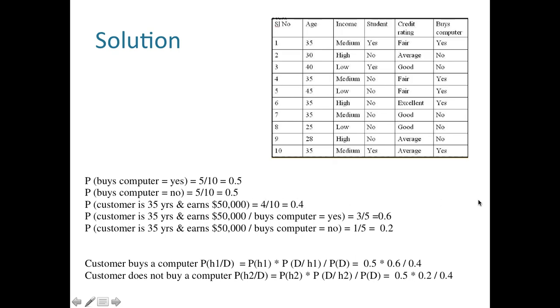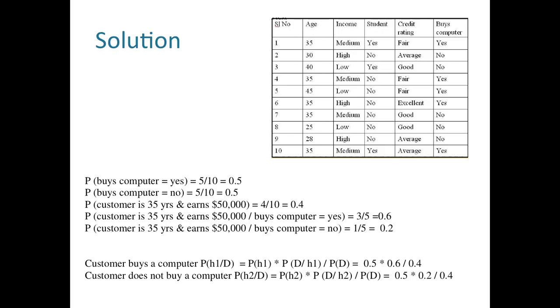And once we have all these probabilities, we can compute the probability that H1 will happen given D and that H2 will happen given D. And as you can see, the probability of H1 happening given D is higher than the probability of H2 happening given D.